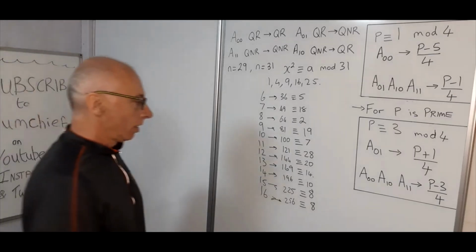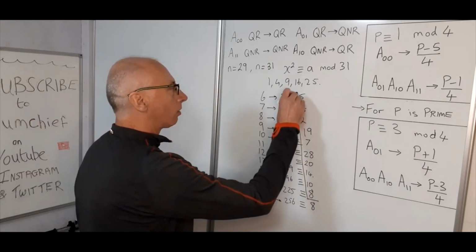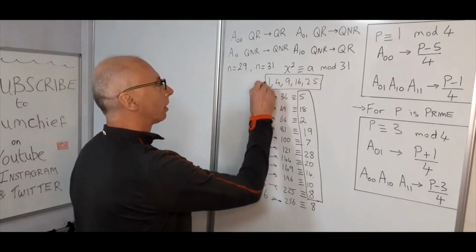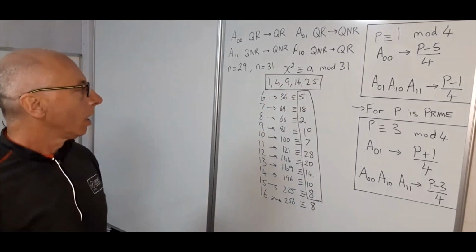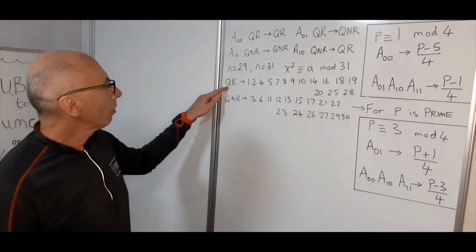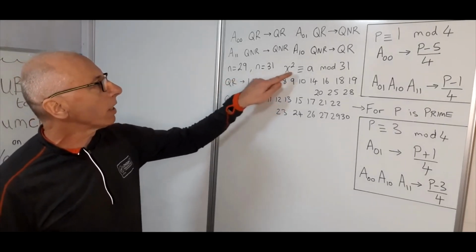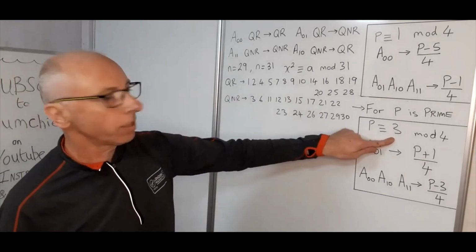Okay, so therefore these are all our quadratic residues mod 31. I didn't put this other 8 in because it's already there. Okay, so I've written the quadratic residues and the quadratic non-residues for x squared congruent to a mod 31. So now let's check this table here.